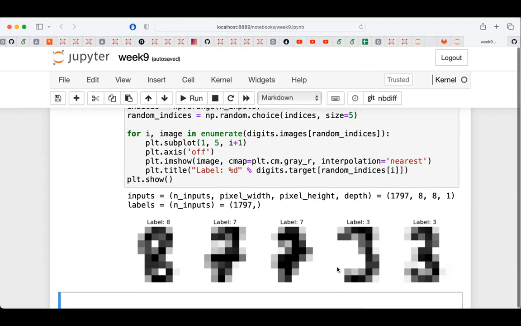But this is a data set which is trimmed down from the original one, which has, I think, something like 60,000, 70,000 images, and the size is 28 times 28, I think, and you have only one color channel. So in this case, it has been trimmed down to 1800 and 8 times 8 pixels.